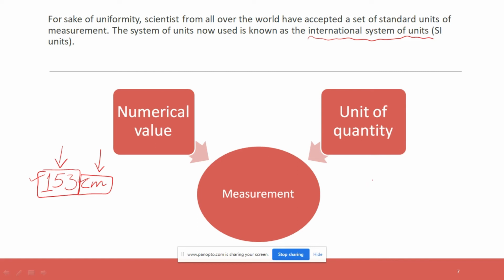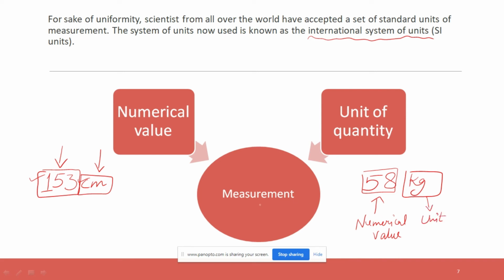So taking another example, if you are measuring your weight, and let's say that your weight is about 58 kgs. So what does 58 represent here? This represents the numerical value. And this kg, this is very important. This kg is the unit.